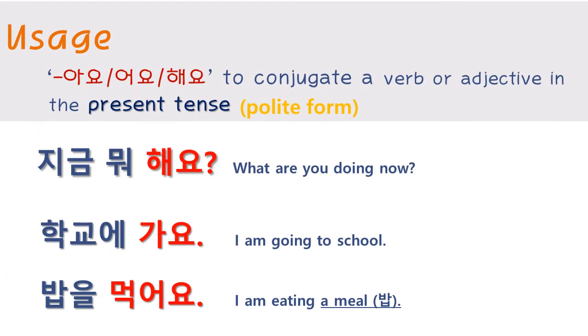So basically, to conjugate a verb or an adjective in the present tense polite form, we need to add either 아요, 어요, or 해요. So for example, I am going to school. 학교에 가요. I am eating a meal. 밥을 먹어요. Pap is technically rice, but here in this sentence it's used to mean a meal. So let's have a look how to conjugate these verbs.